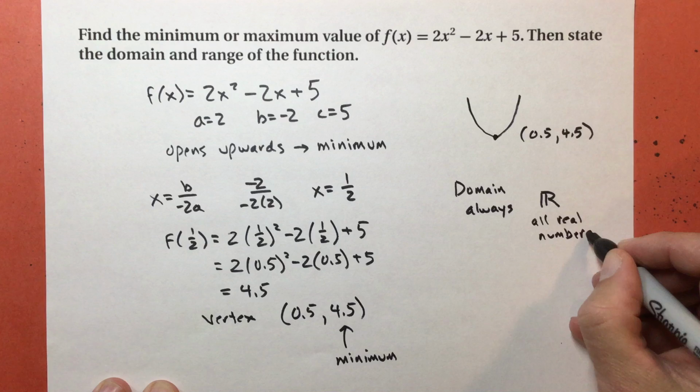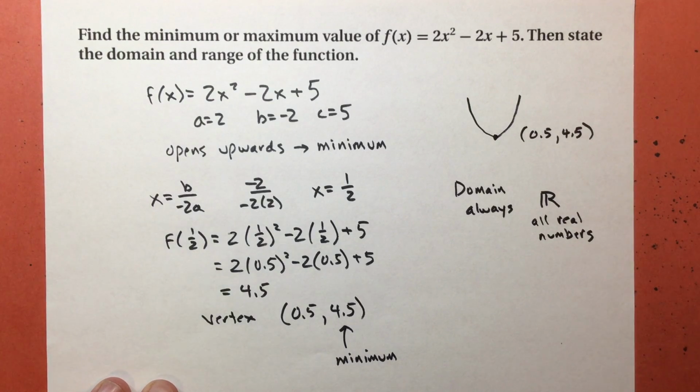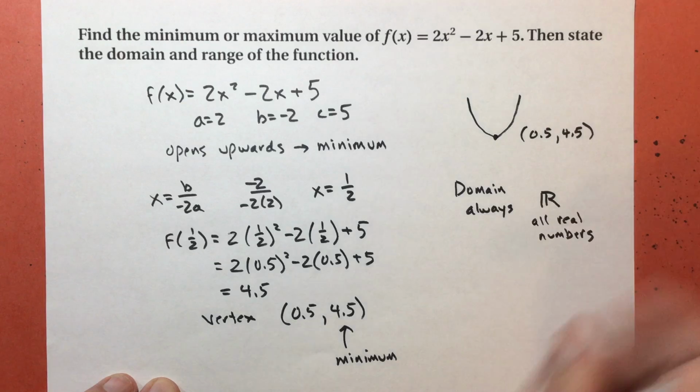Now you're probably wondering, why do we say real numbers instead of just all numbers? We'll get to that in Chapter 5, Section 5. Okay, so in like about 3 more weeks. Are there numbers that aren't real? Yes, there are. But you can just say all real numbers.